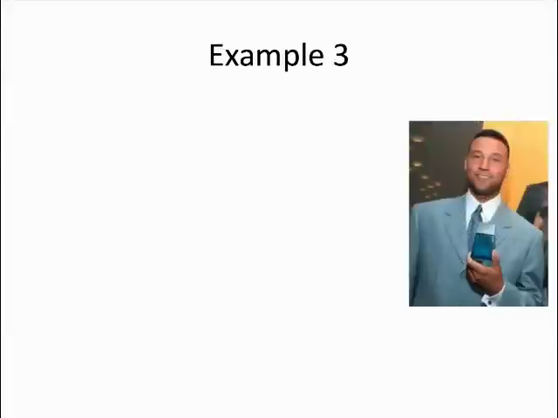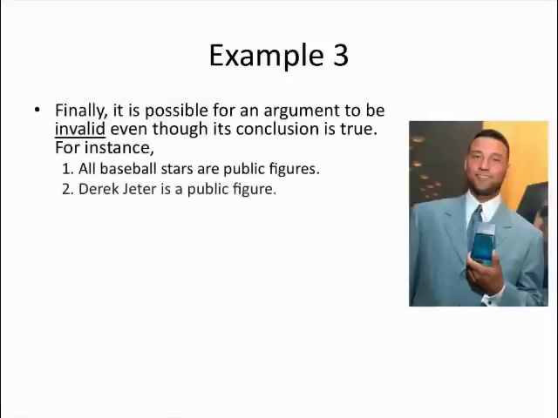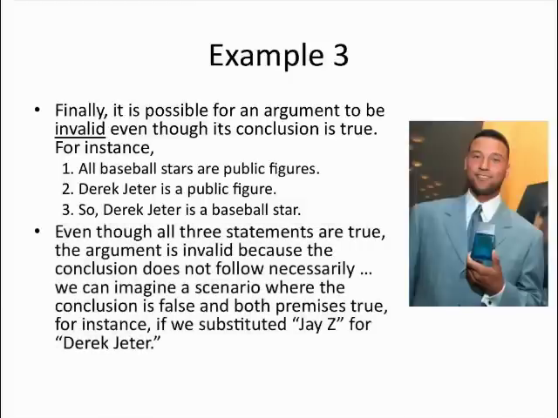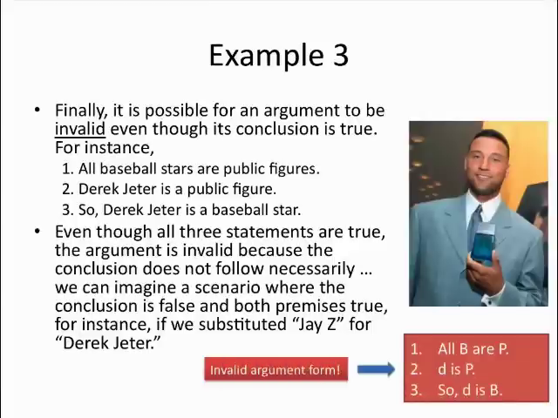You should also note that arguments can be invalid even when all the statements they contain are true. Take this argument. All baseball stars are public figures. Derek Jeter is a public figure, so Derek Jeter is a baseball star. The problem here is that the form of the argument is invalid, which means that the conclusion could be false even if all the premises are true. If you substitute Jay-Z for Derek Jeter, you'll see what I mean.